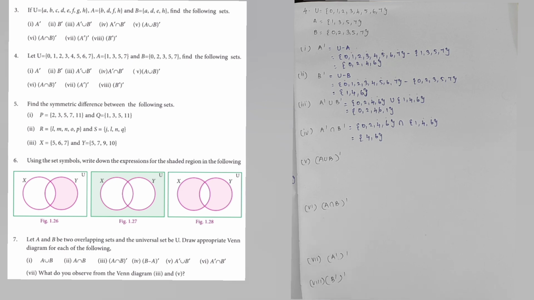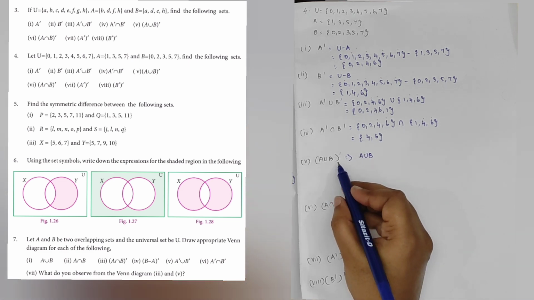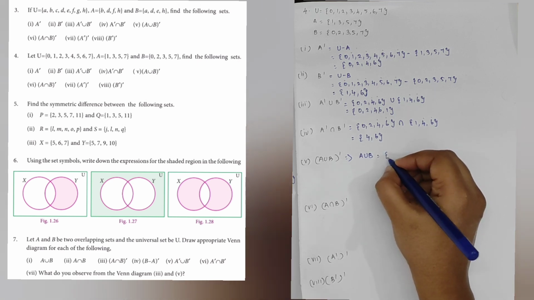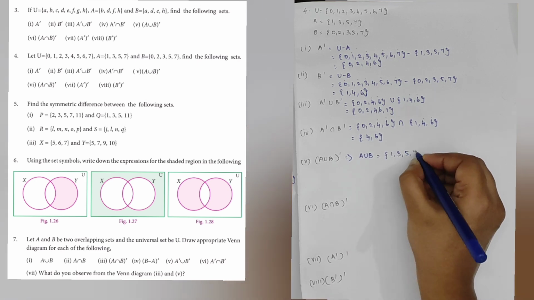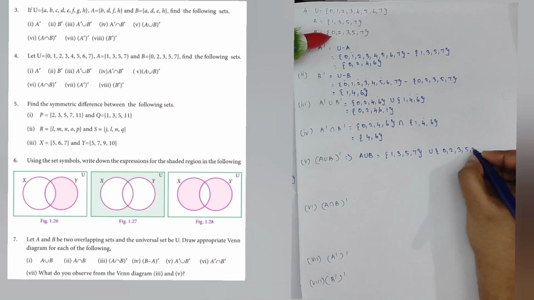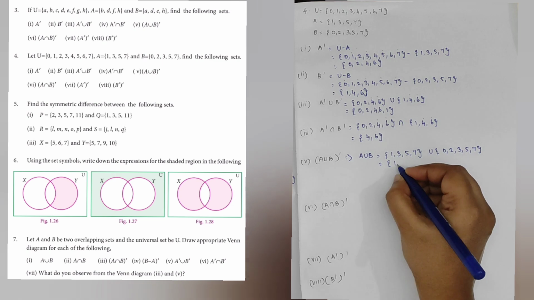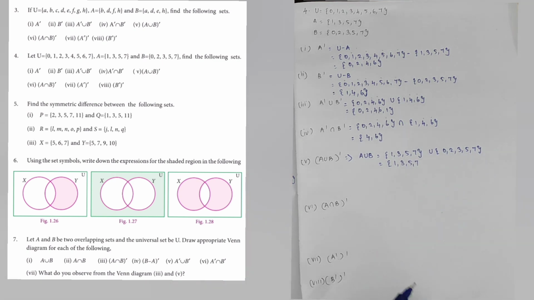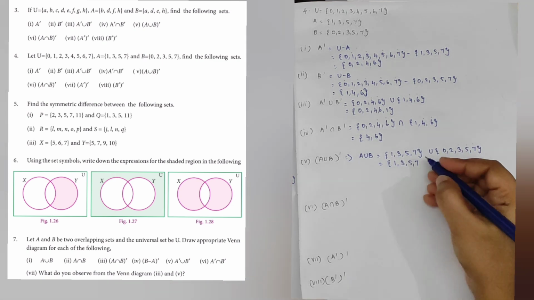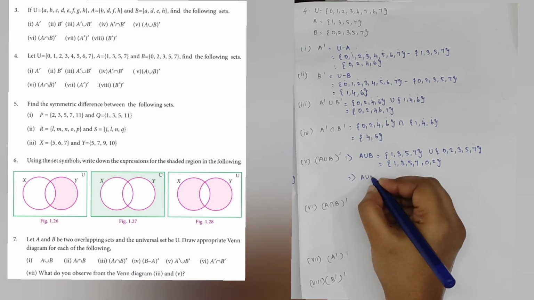Now do it for A union B the whole complement. First we have to find A union B, and only then find its complement. So A union B is equal to 1, 3, 5, 7 union 0, 2, 3, 5, 7. Now you have to combine both sets. Don't repeat the common elements, write them once. So 1, 3, 5, 7. So 3, 5, 7 are common. So list out the rest: 0, 2.